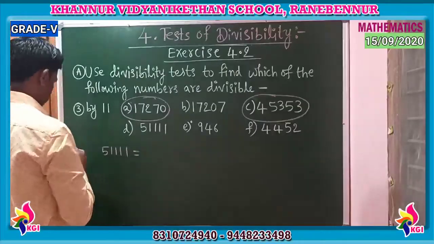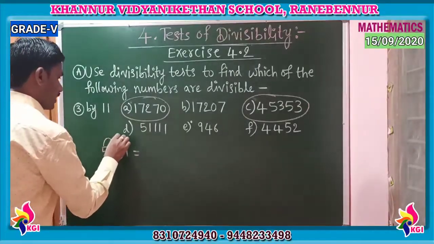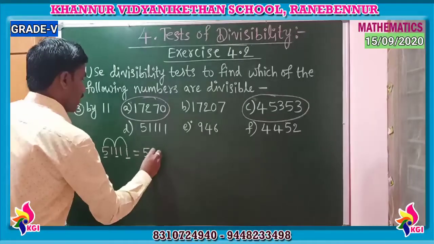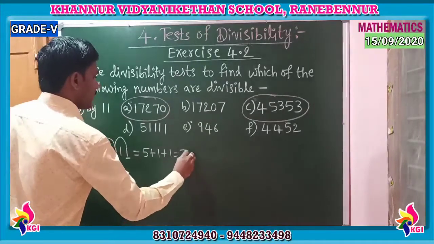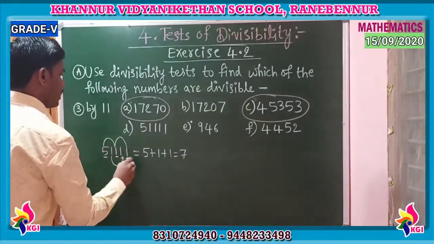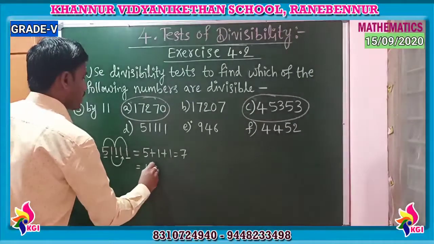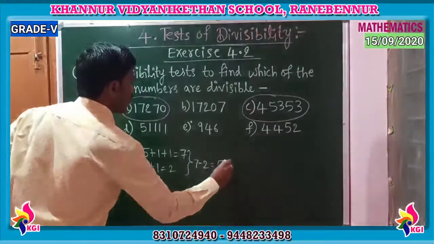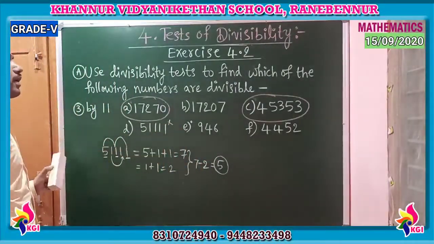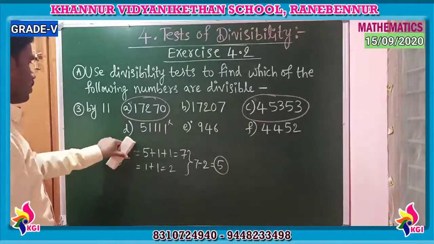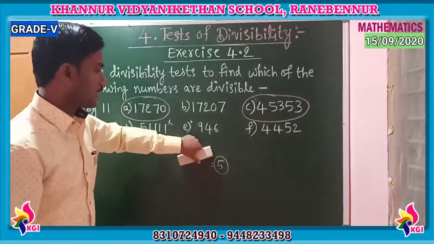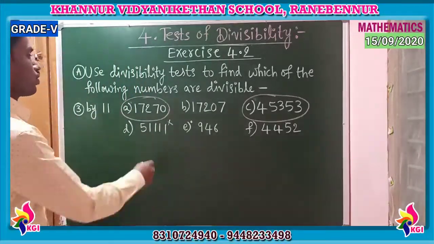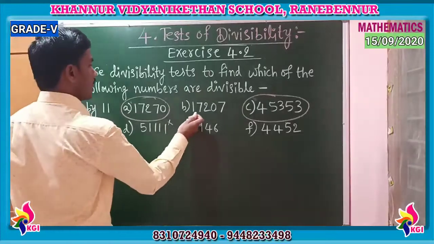Next, 51,111. First of all, the sum of its alternate digits: first, third and fifth digits, 5 plus 1 plus 1, is 7. Next, the second and fourth digits: 1 plus 1 is 2. Their difference, 7 minus 2, is equal to 5. We want either 0 or 11, but here we get 5. So this number 51,111 is not divisible by 11.